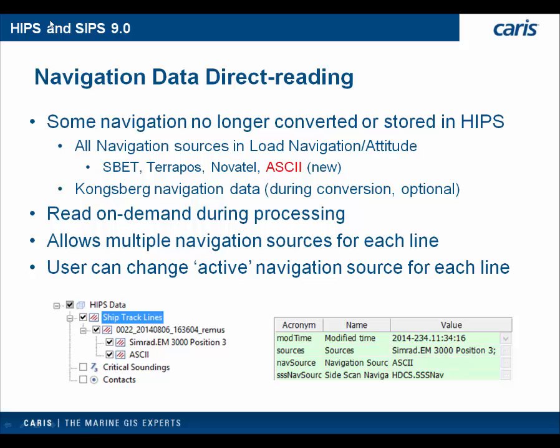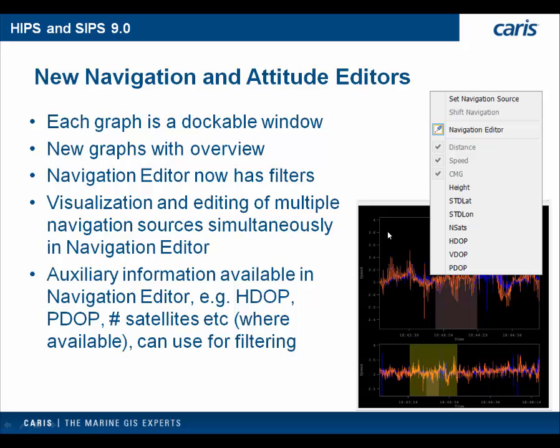Does this mean we don't store navigation in the HIPS format at all in 9.0? Well, we store the original navigation from the raw file in the HIPS format, with one exception. For any clients working with Kongsberg data, they have the option to use the new direct reading method or store that navigation in the HIPS format like they used to. So the nice thing about the new direct read method for the Kongsberg format is it will read multiple position sensors from the raw file directly if they're available, and you can use any of them in processing right away. And we'll show you a bit about that later as well.